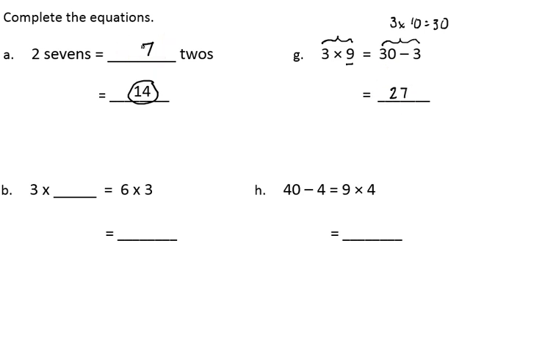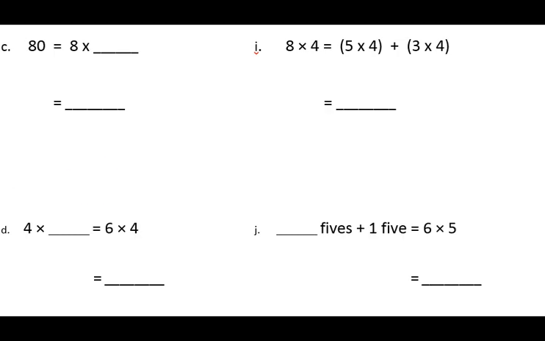Here's another example of the commutative property. 6 times 3 is the same as 3 times 6, and they both equal 18. Here are a couple more examples. I have 80 equals 8 times something. Well, students usually learn their 10s pretty quickly. 8 times 10 equals 80.